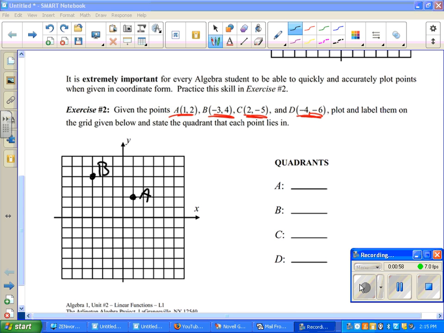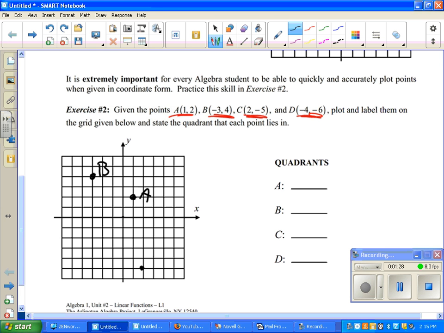A and B are already plotted. And now, do I plot C and D? This is the middle. You go 2, and then negative 5. So 1, 2, 3, 4, 5. Is this 5? I put that as 5.